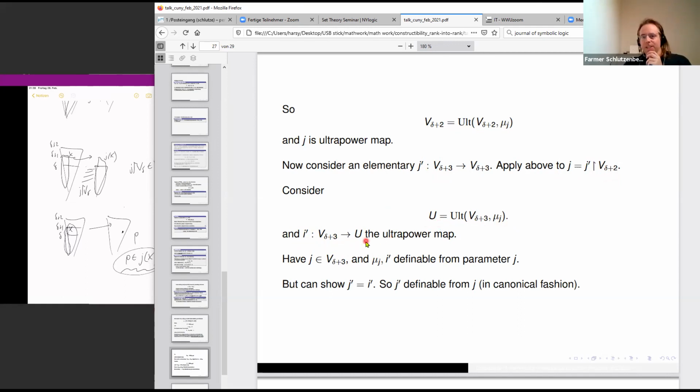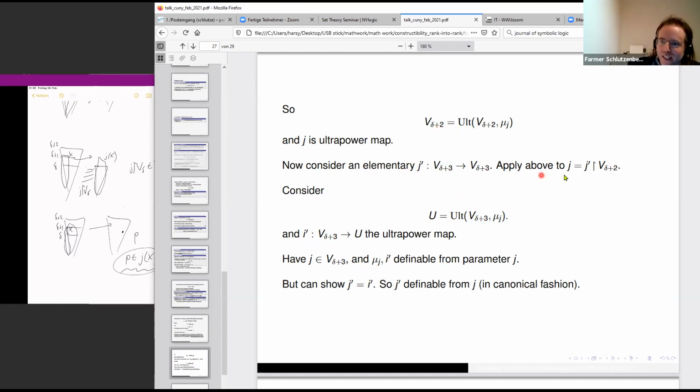But in this case, we actually get that it's not V delta plus 3. The ultrapower here is smaller than V delta plus 3, but the ultrapower map is the same as the J prime. So this J prime and the ultrapower map are the same thing. They have the same graph, but differ in the codomain. The ultrapower itself is smaller than V delta plus 3. So the embedding J prime is in the end just definable as this ultrapower map, and that's all definable over V delta plus 3 from the ultrafilter we're using, which is this mu J. And so that gives us the definability of the embedding of V delta plus 3 to itself from some parameter.